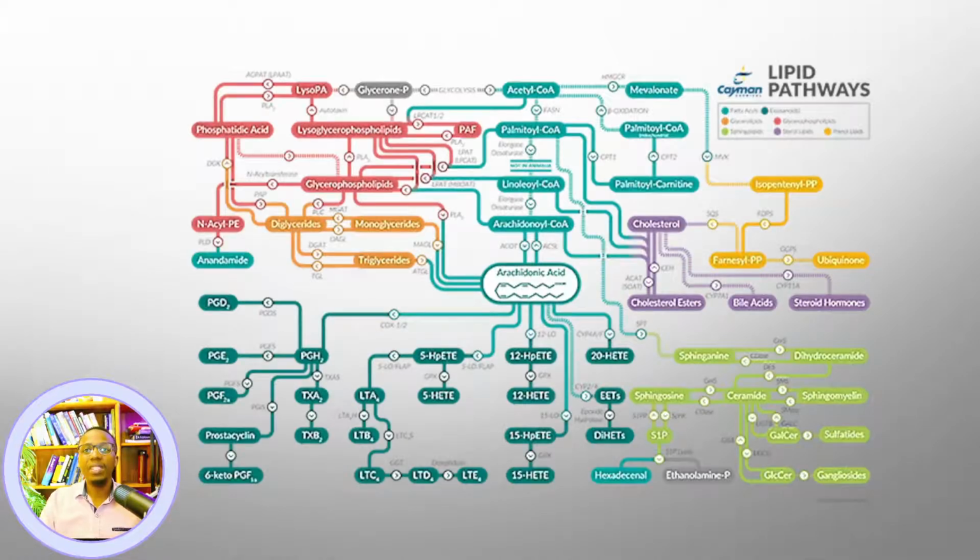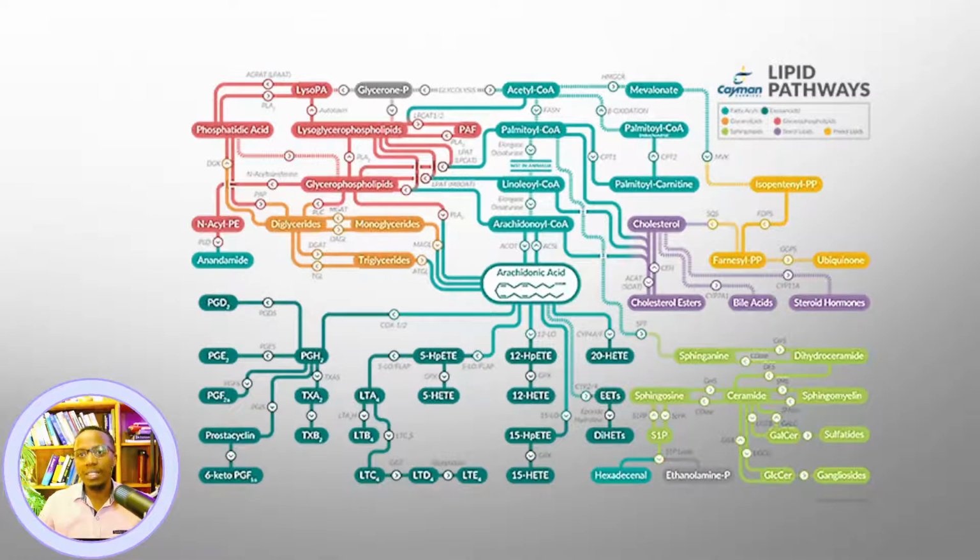This is an example of a lipid pathway. You can see how it's all connected. The synthesis of different lipids, the breakdown of different lipids. So we do need lipids from our diet, but the lipid that we eat is converted and broken down and used to synthesize the lipids that our body needs. So this is what we call the lipid pathway.